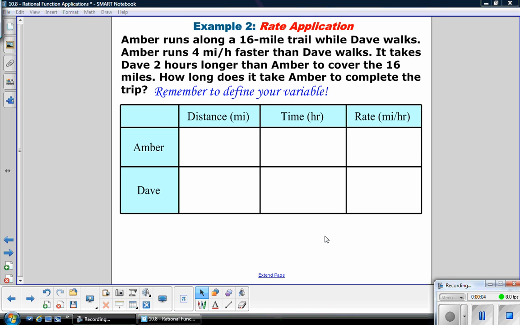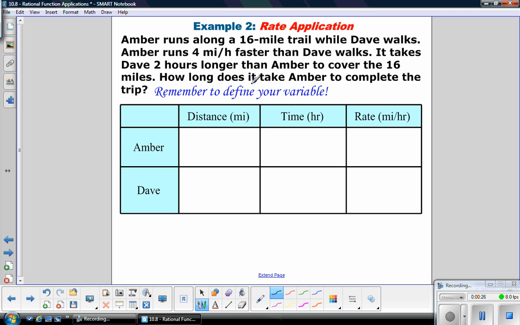This is how we do a rate application. So we have our example there. Amber runs along a 16-mile trail while Dave walks. Amber runs 4 miles per hour faster than Dave walks. It takes Dave 2 hours longer than Amber to cover these 16 miles. How long does it take Amber to complete the trip?